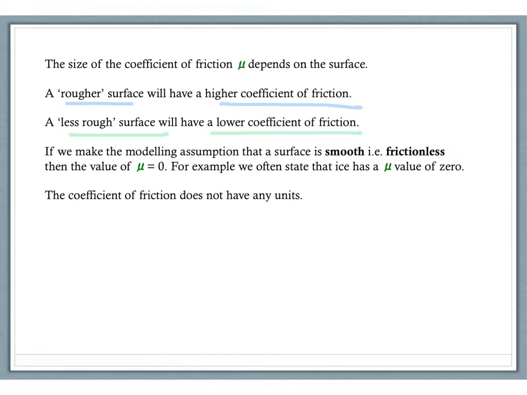If we make the modelling assumption that a surface is described as being smooth, i.e. frictionless, where friction has a negligible value so small that we essentially assume it's zero, then the value of mu is equal to zero. For example, we often state that ice has a mu value of 0. The coefficient of friction does not have any units. We can see that from the formula F equals mu R. F, of course, is measured in newtons. R is also measured in newtons. They're both forces. So to balance the units, mu has got to have no units.